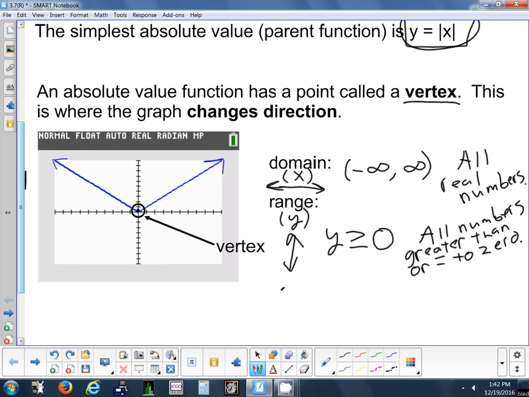So now, if you took this V shape, let me just trace over it in red. Let's say I move it to the left, like that. Did I change the domain? What do you think? No. What was the domain before?